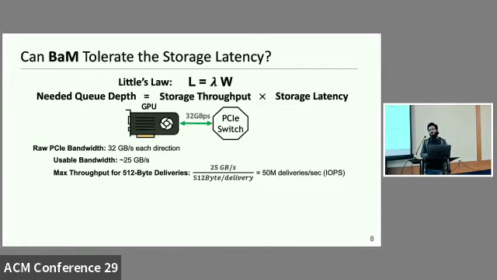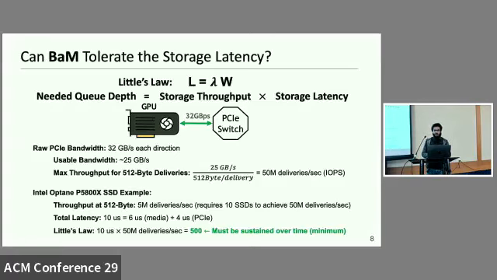512-byte granularities, we need to maintain a throughput of 50 million I/O operations per second. Using the Intel Optane P5800X SSD as an example, it has a total access latency of 10 microseconds. Thus, using Little's law, we know that we need to maintain a minimum queue depth of at least 500 requests to be able to saturate the GPU's interface. However, we need many more requests in the system because we need to maintain this queue depth over time to sustain the desired bandwidth.